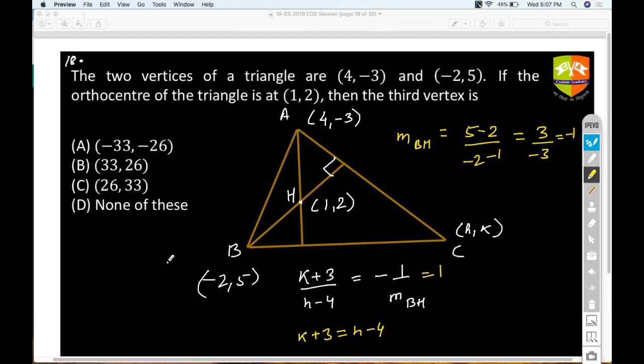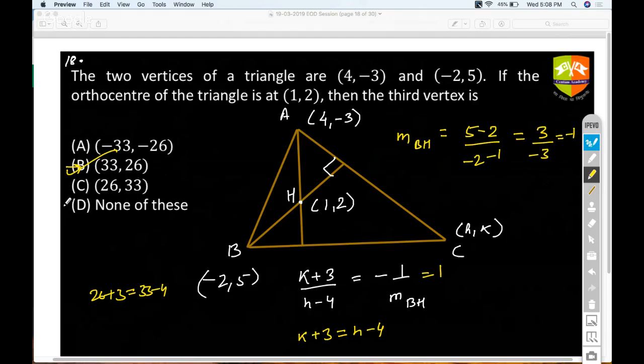So k plus 3 is equal to h minus 4 is only satisfied by option number B in this case. Correct? Because 26 plus 3 is equal to 33 minus 4. Right? None of the other options satisfied. So option B is the right option.